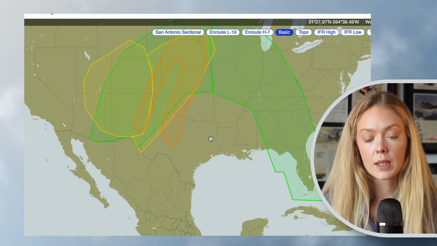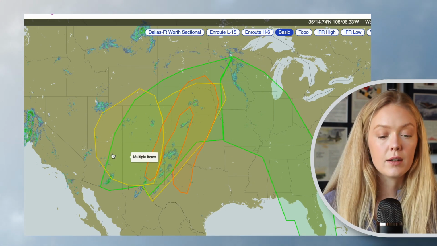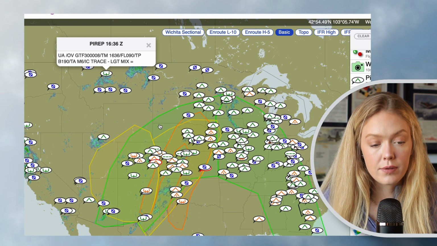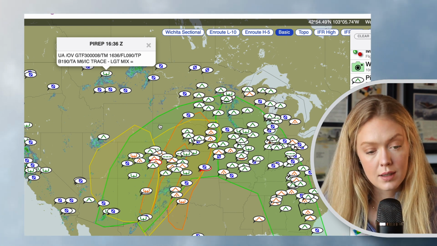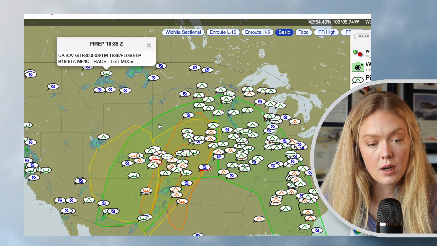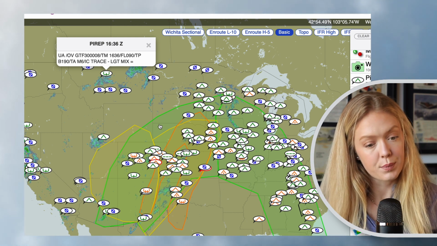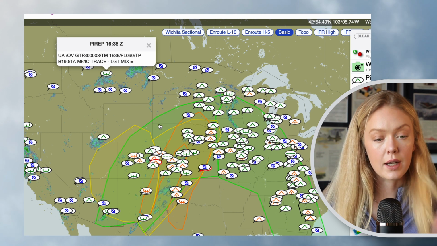We're not going to go. I hope to see none of you flying in this area today. Altitude of 9,000 feet. They've got ice. Trace to light mix of ice right in that little precipitation area.